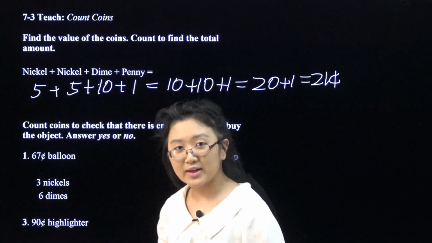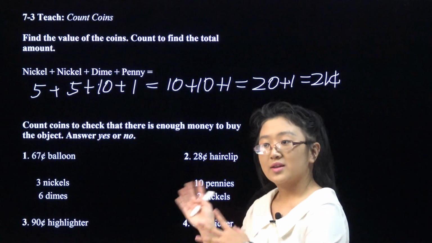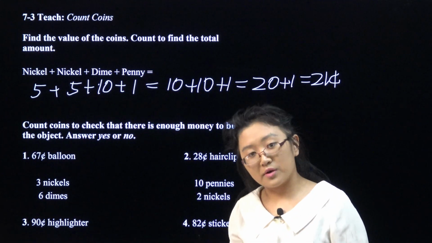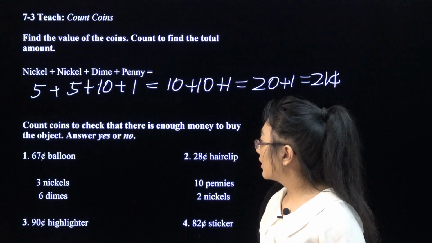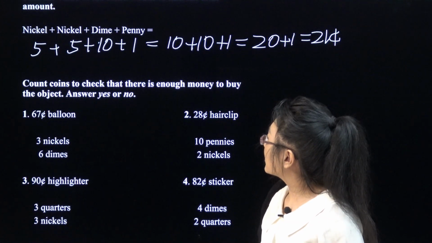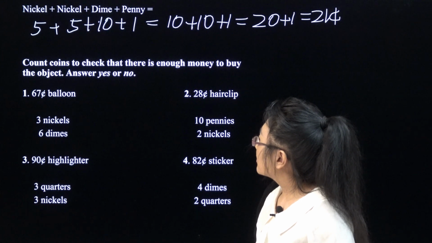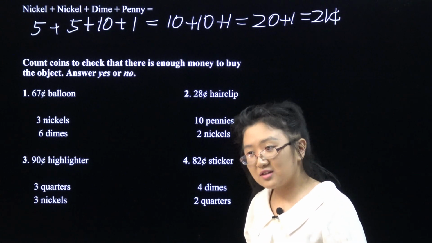So really, the trick is to know what each of the coins is worth. Now count coins to check that there is enough money to buy the object. Answer yes or no.